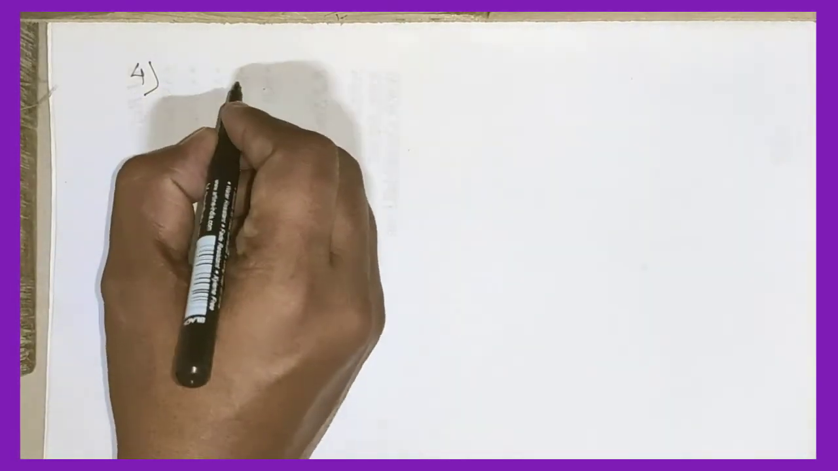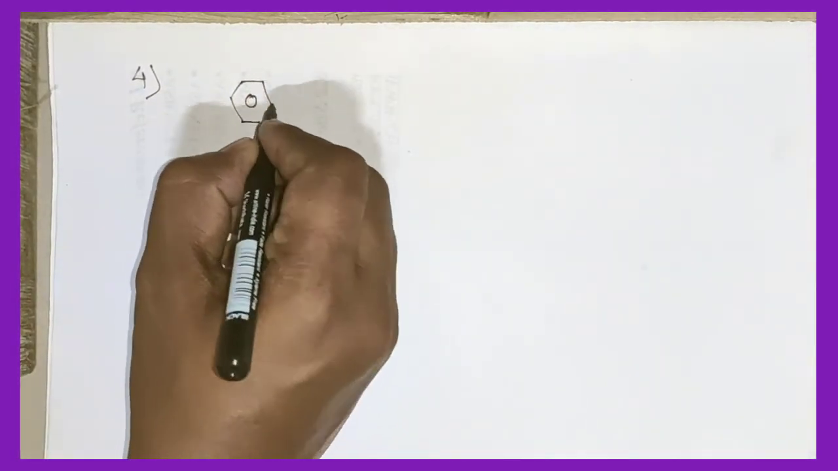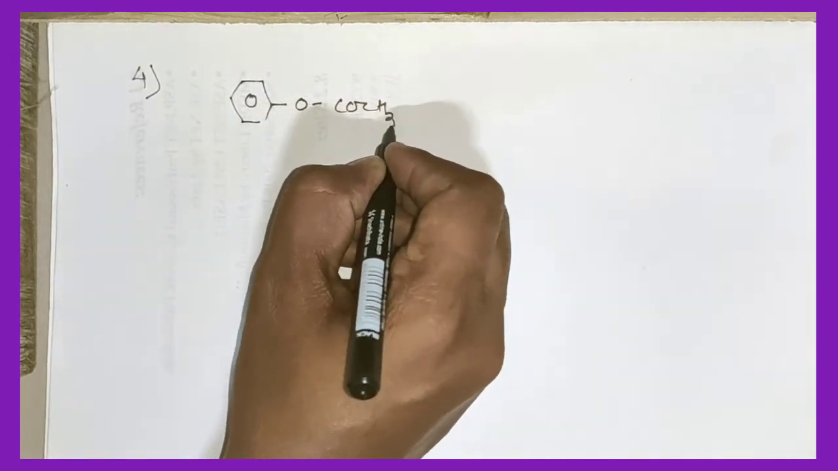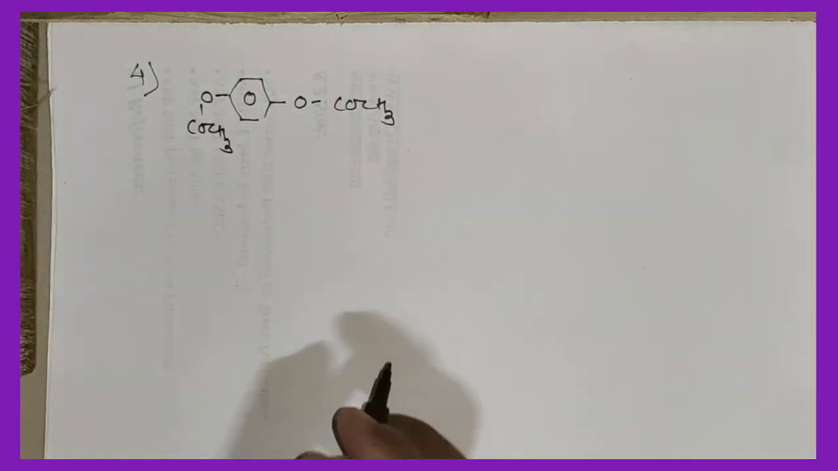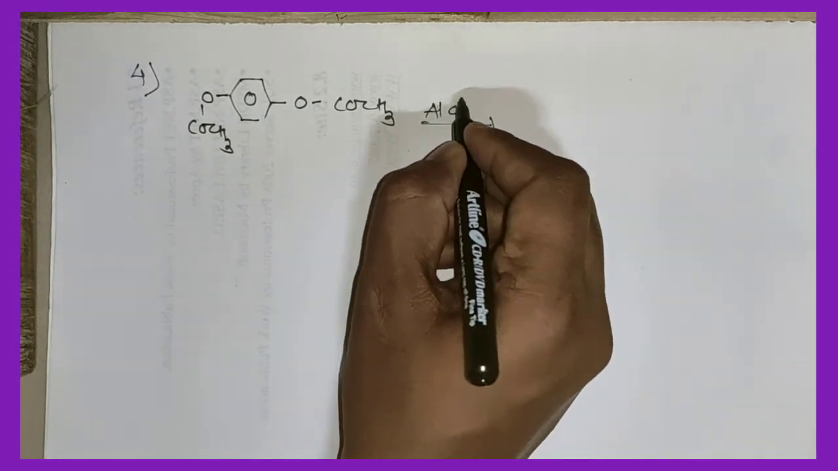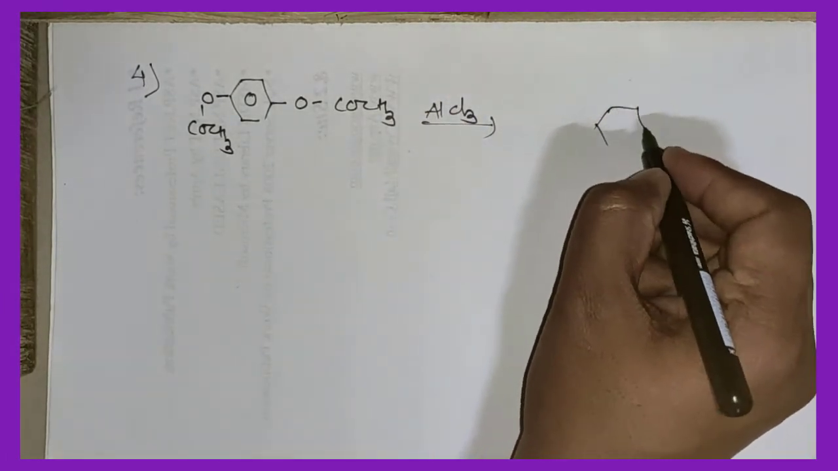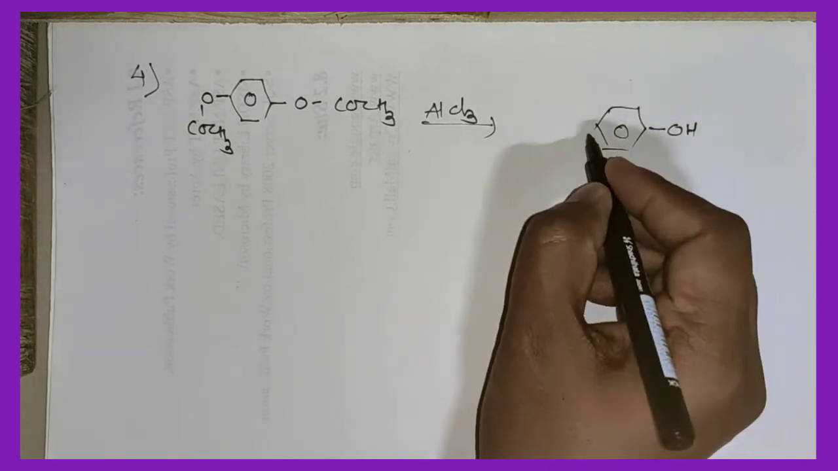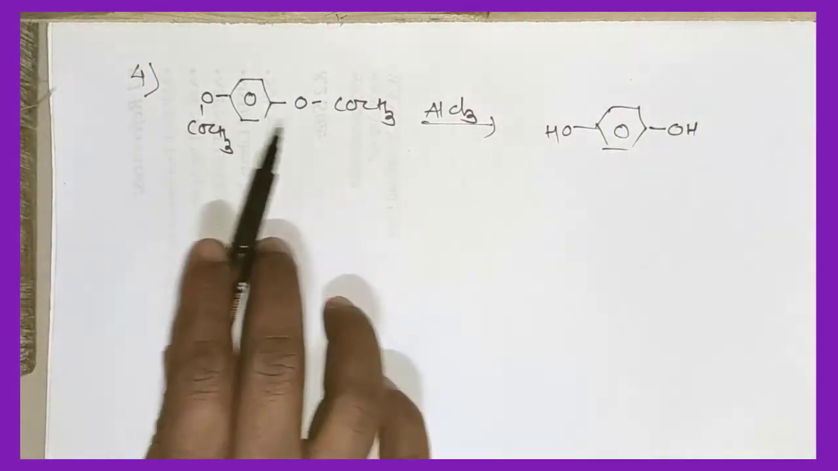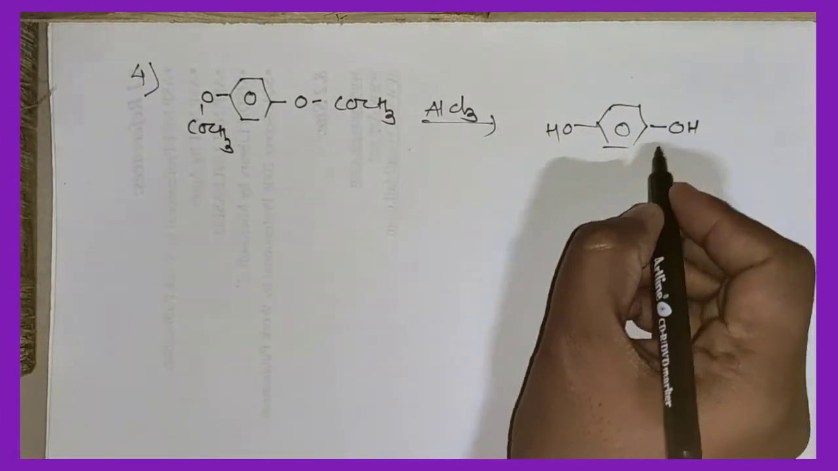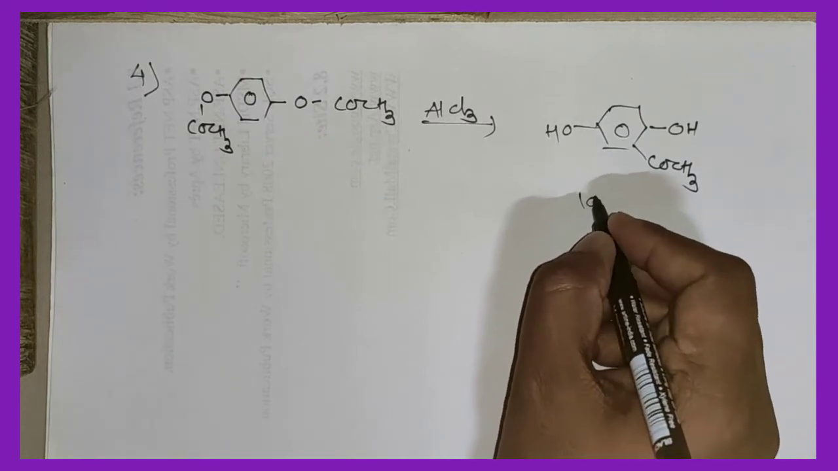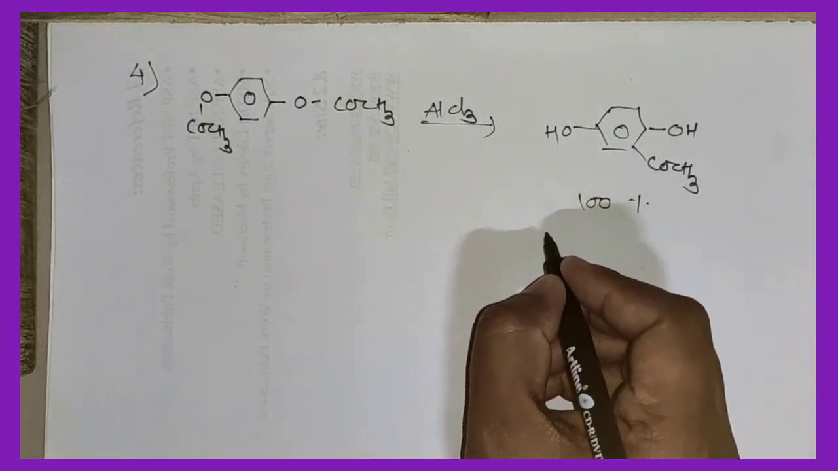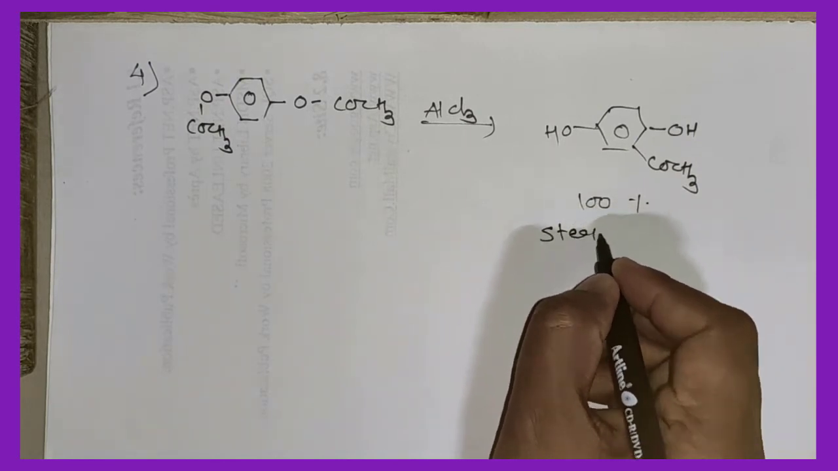Okay, let me take one last example. Suppose here is a COCH3 group, and the para position also has the OCOCH3 group. Then by reaction with aluminum chloride, both OCOCH3 groups are converted to OH. So this is the prime condition. Both OCOCH3 groups are converted to OH, and near any one OH group, that is a keto group, right? So this is the only product, right? So we can say that this is a 100% product, or we can say that it is a stereospecific reaction.